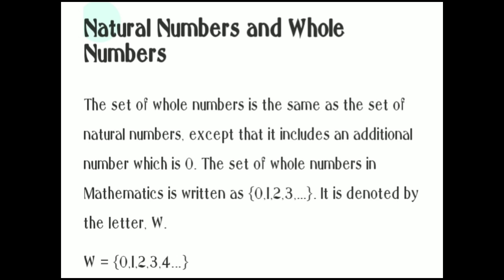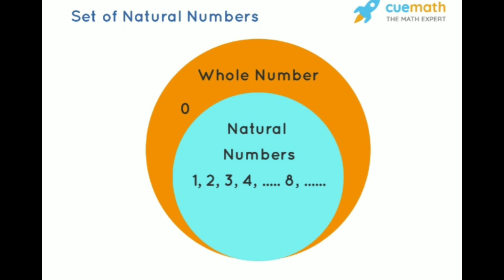The set of whole numbers is the same as the set of natural numbers, except that it includes an additional number which is 0. The set of whole numbers in mathematics is written as 0, 1, 2, 3. It is denoted by the letter W. So W equals 0, 1, 2, 3, 4, and so on. From the definition, we can understand that every natural number is a whole number. Also, every whole number other than 0 is a natural number. And we can say that the set of natural numbers is a subset of the set of whole numbers.